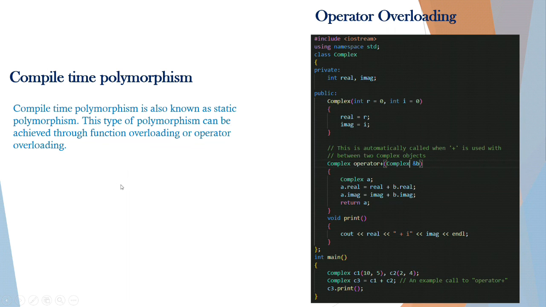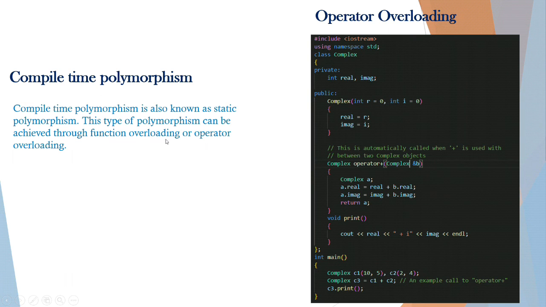Now we will read about compile time polymorphism. Compile time polymorphism is also known as static polymorphism. This type of polymorphism can be achieved through function overloading and operator overloading. I think you already know about function overloading. Function overloading means if there are two functions with the same name, then the compiler differentiates between those functions by the parameters given. So function overloading is an example of compile time polymorphism.